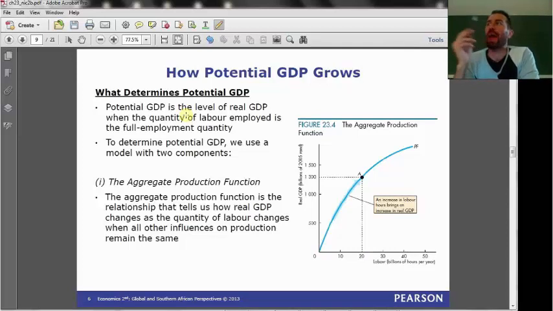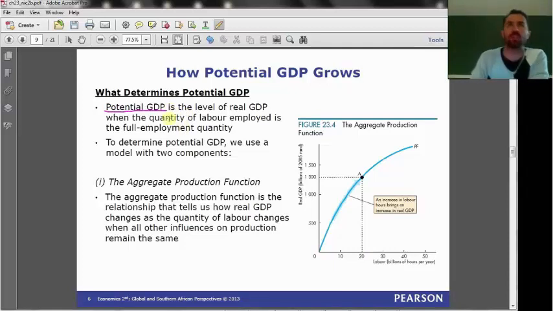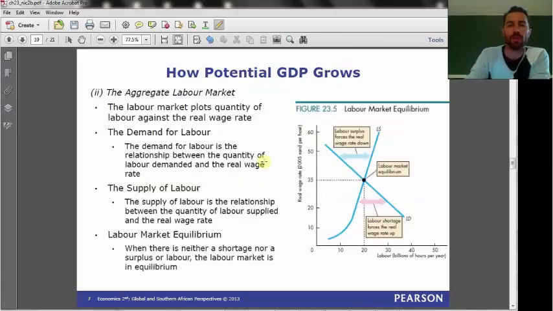And when we have full employment, whatever that level of employment is, we produce a level of GDP which we call potential real GDP. Okay? And potential GDP is determined by two primary components. The first is the aggregate production function. The second is the aggregate labor market.